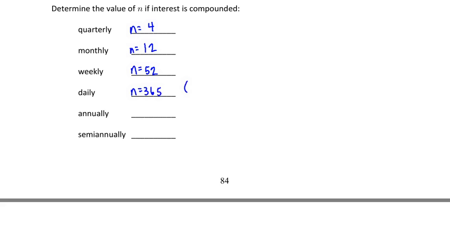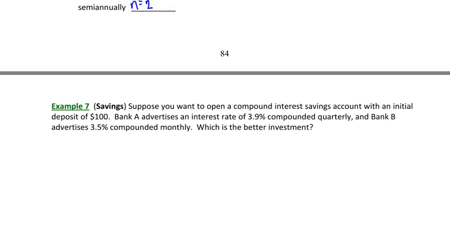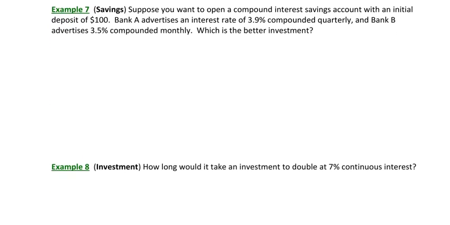Some banks use 360 days per year. Again, you just have to read the specific policy of the bank. If you earn interest annually, that means 1 time per year. Semi-annually means 2 times per year. So in that case, N would be 2. With that in mind, let's look at a couple of examples.